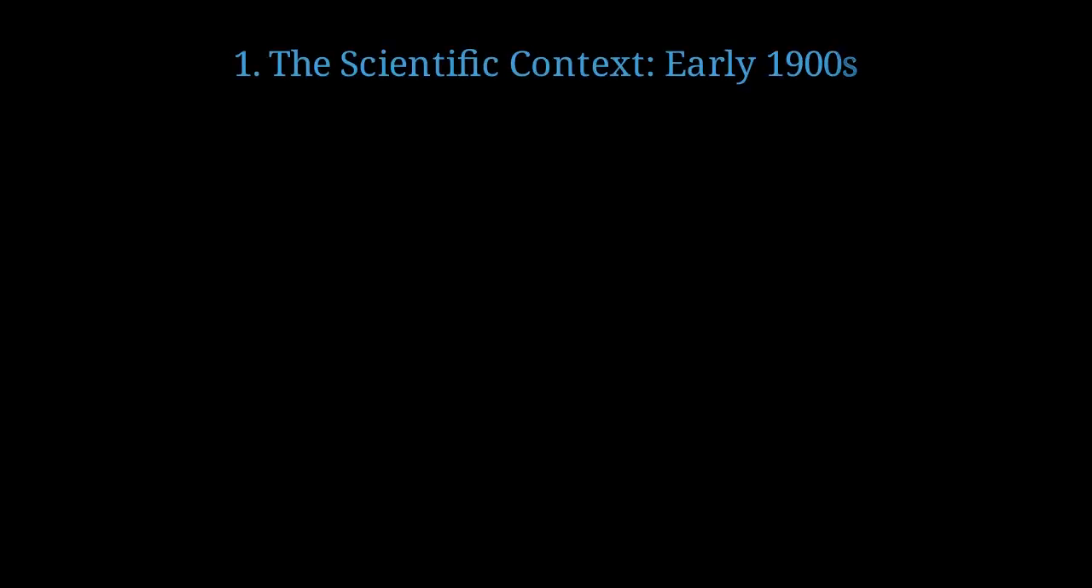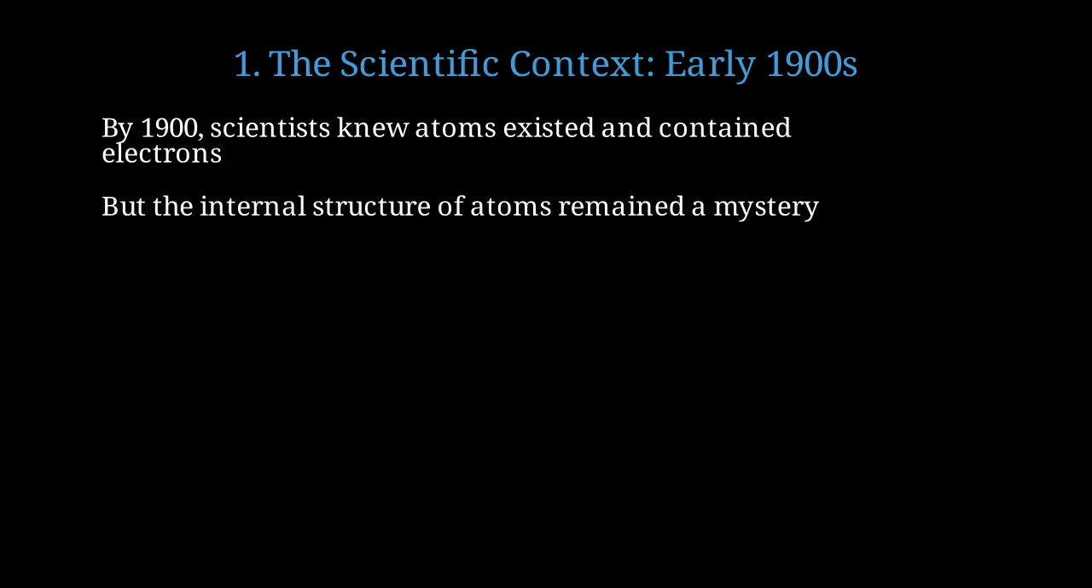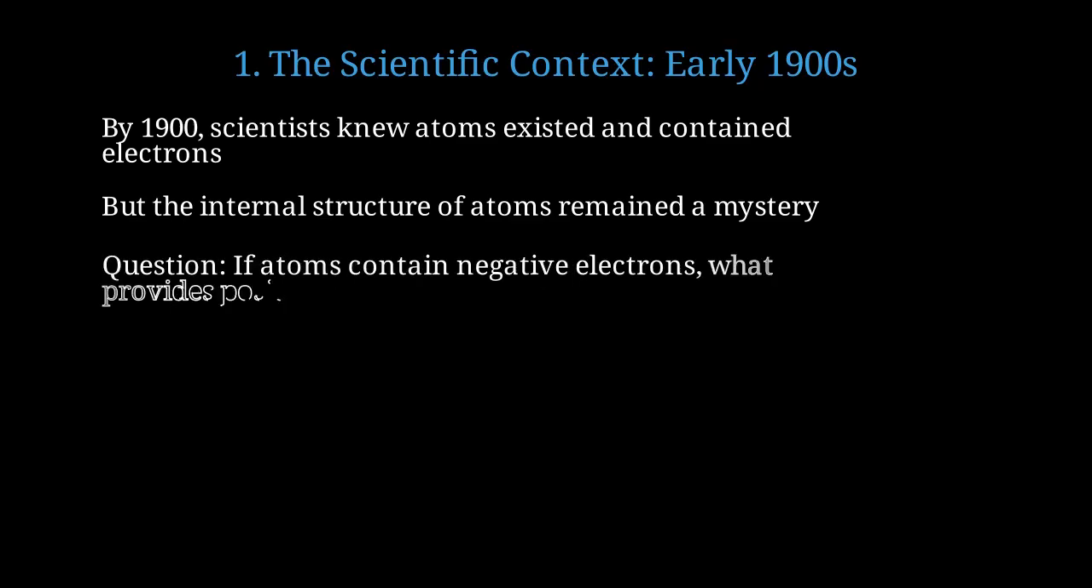Let's begin by understanding the scientific landscape at the turn of the 20th century. By 1900, scientists had established that atoms existed and contained negatively charged particles called electrons, discovered by J. J. Thomson in 1897. However, the internal structure of atoms remained completely mysterious. How were these electrons arranged? What balanced their negative charge? Here's a fundamental question. If atoms contain negative electrons, what provides the positive charge to make atoms electrically neutral?